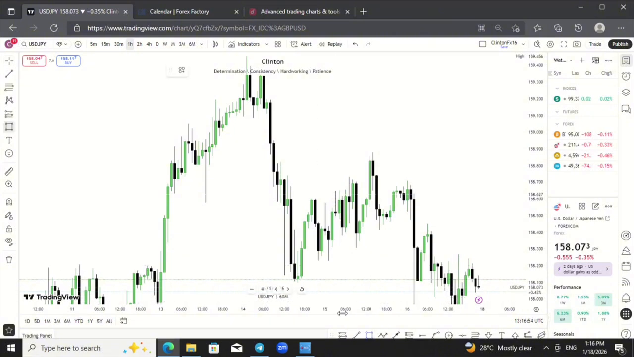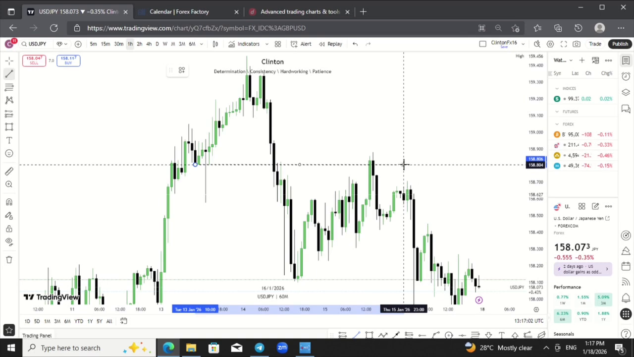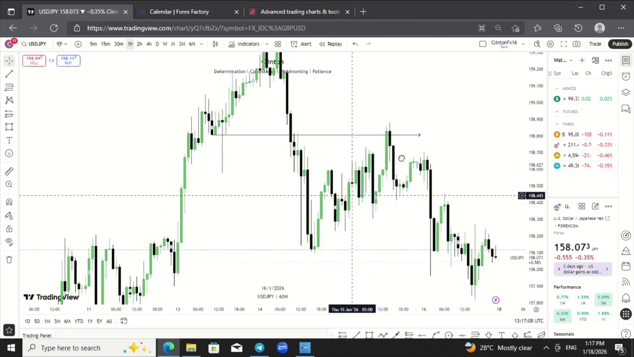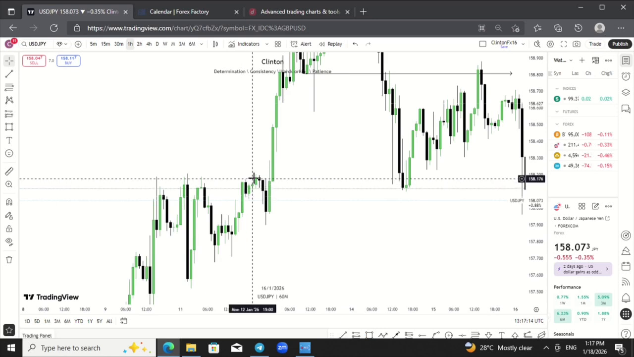So I'm coming to mark the first one. Here I got my first breaker block. I marked it out. Remember, I start marking from the body of the candlestick. I don't consider the wick. So here I was actually trying to mark out any single breaker block that I will see.